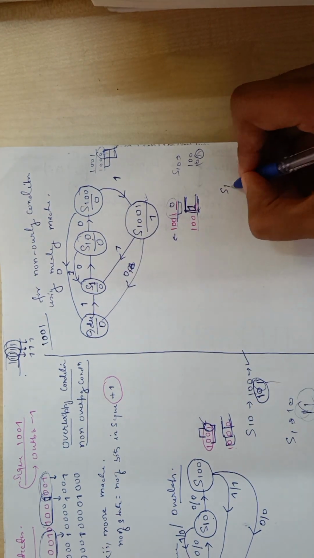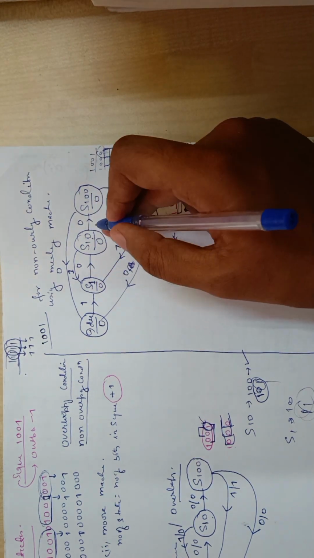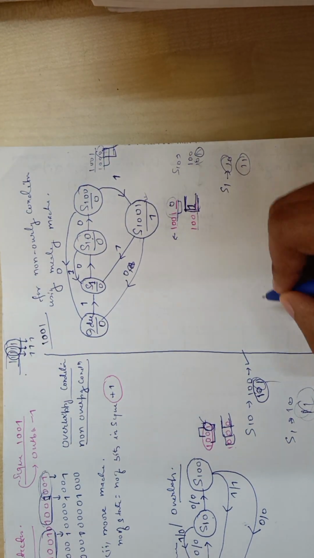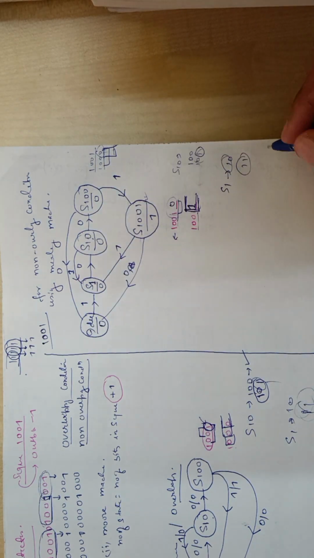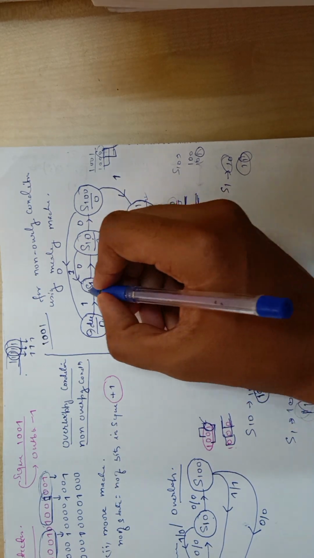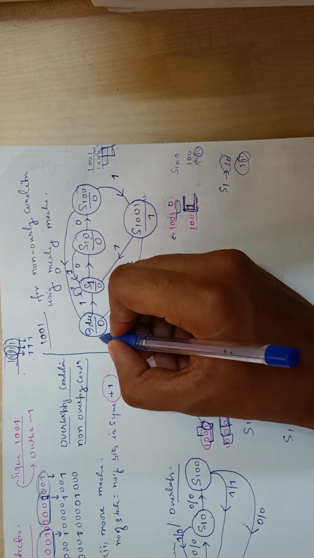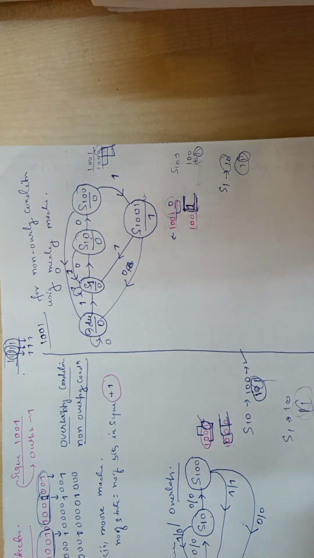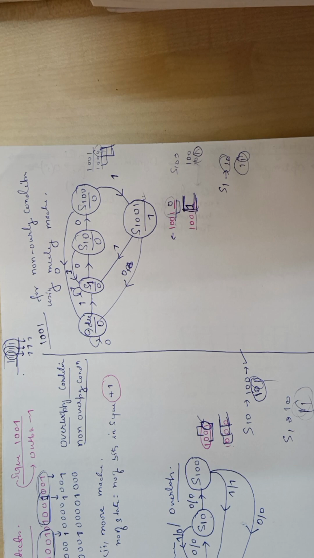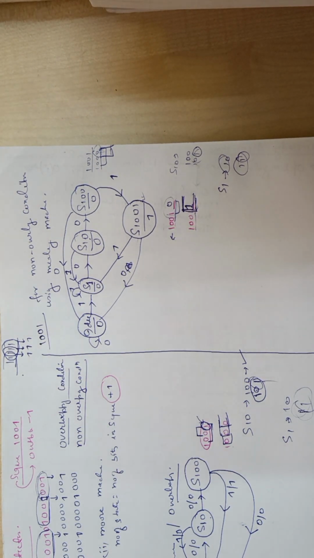Similarly for S1, the input can be 10 or 11. For 10 it has already moved to state S10, and for 11 it will look for any state that has 11 in it. There is not, so it will look at the last digit. There is S1, so it will move back to S1 itself. And for the idle state, it will move back to itself with output 0. So that's how you design a Mealy and Moore machine for the given sequence, either for the overlapping case or the non-overlapping case. Thank you.